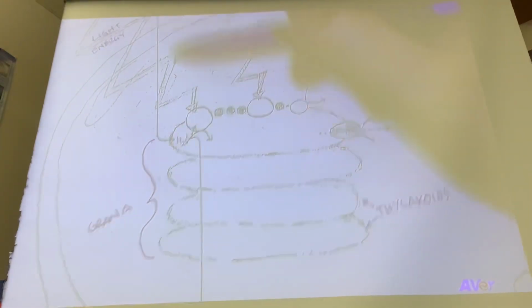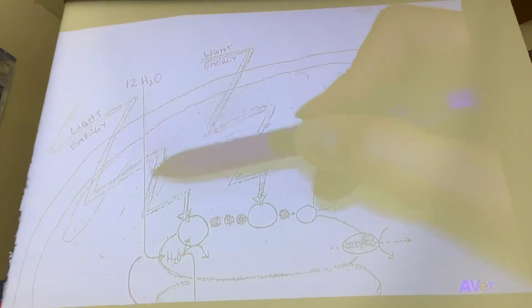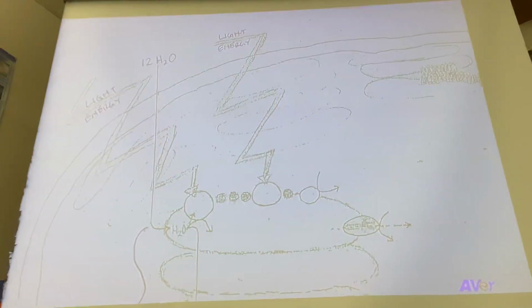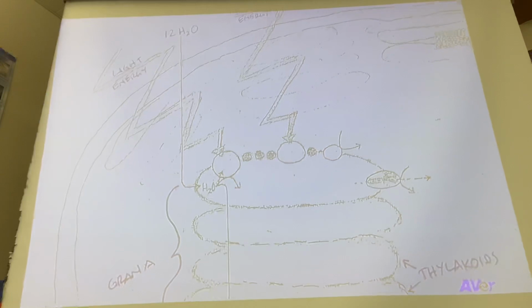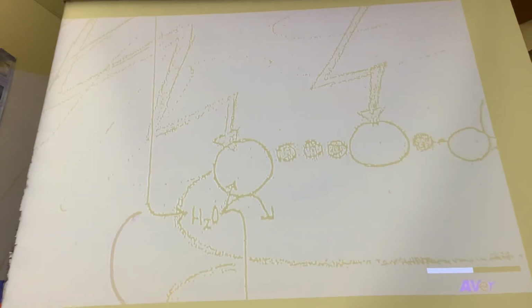So I've got my 12 waters coming in, okay? And my light energy, all right? Now my light energy is going to interact with my photosystem 2 here first, okay?